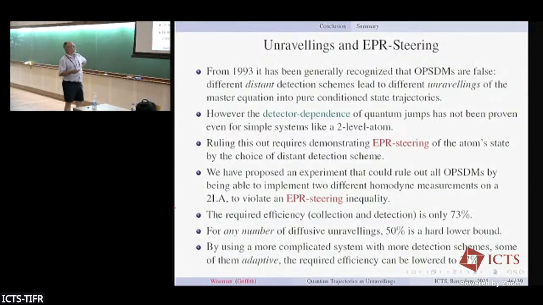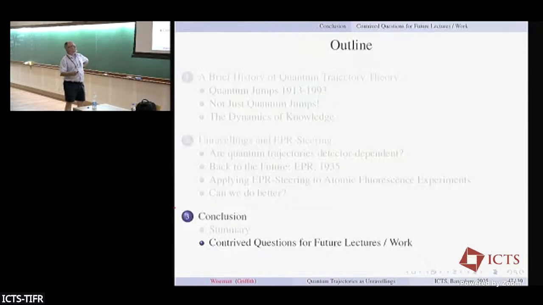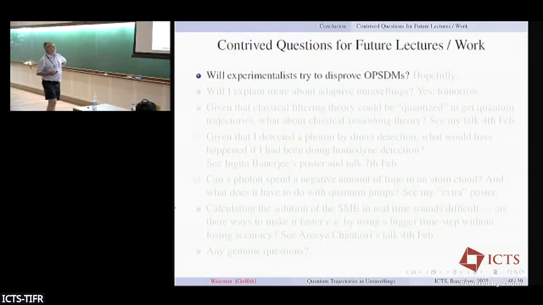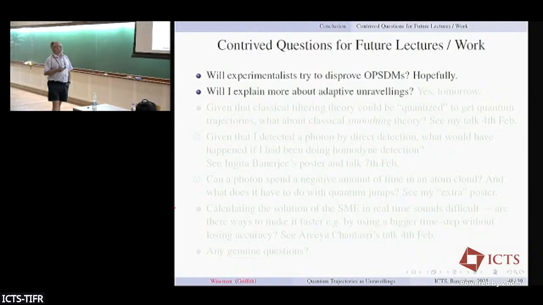Okay, so I've got one more slide on this. Strictly, two more slides on this talk. I've called this Contrived Questions for Future Lectures or Work, which is basically just advertising things I want to advertise, but then I'll open for questions. So will experimentalists try to disprove objective pure state dynamical models? Hopefully. Will I explain more about adaptive unravelings? Yes, actually today rather than tomorrow.